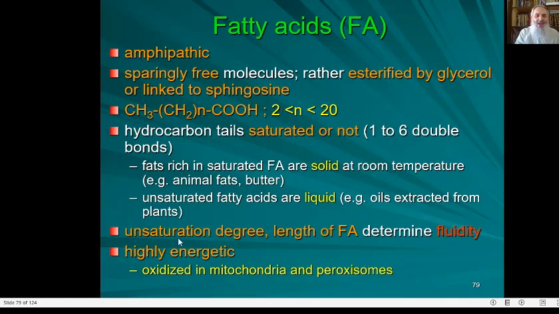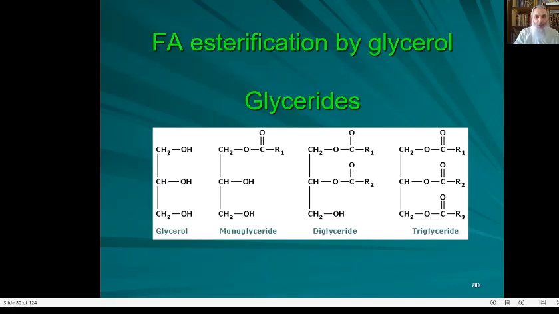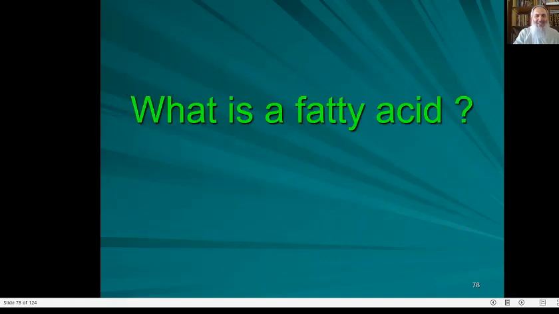Fatty acids are highly energetic. They are oxidized in mitochondria and in peroxisomes. This topic will be described in chapters 9 and 10. So we postpone this idea to chapters 9 and 10, where we consider oxidation of fatty acids. Now just remember that fatty acids are energetic molecules. They are used by the cell to produce ATP, to produce energy. So this is the description of fatty acids.